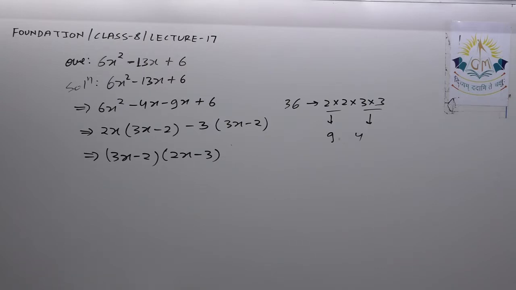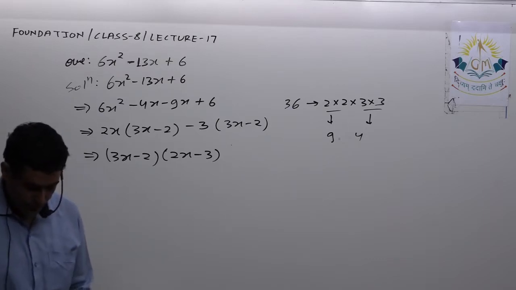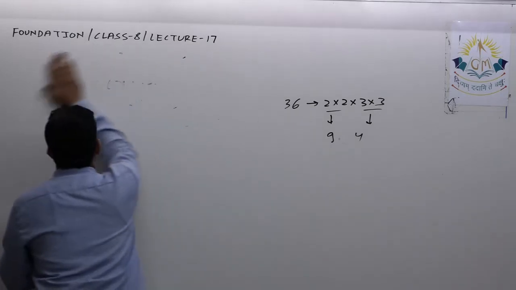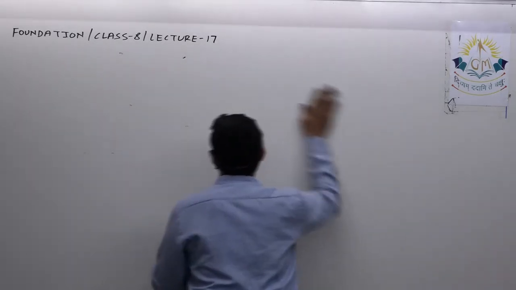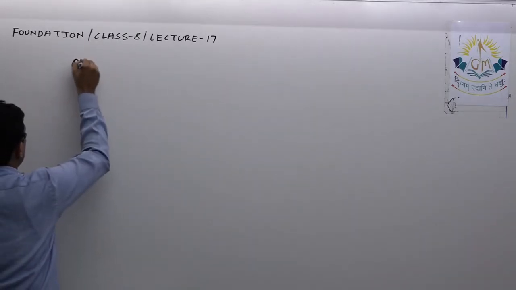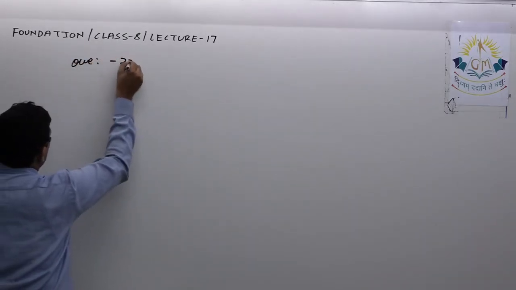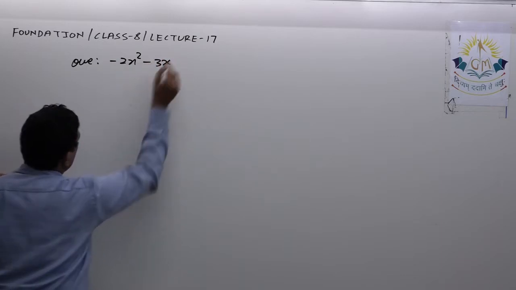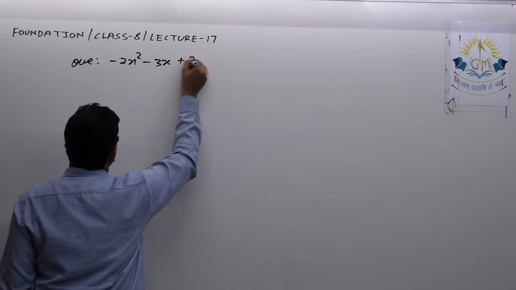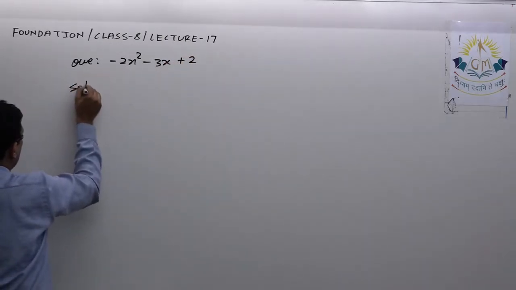Okay, so now let us see the next question. Next question is minus 2x square minus 3x plus 2, minus 2x square minus 3x plus 2.